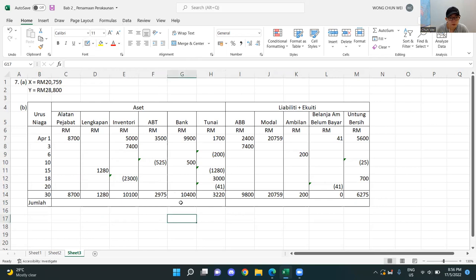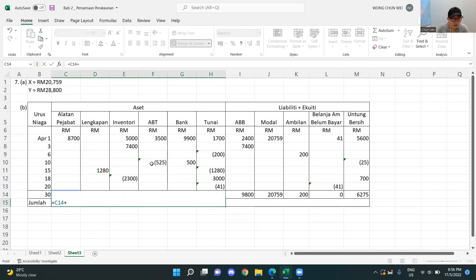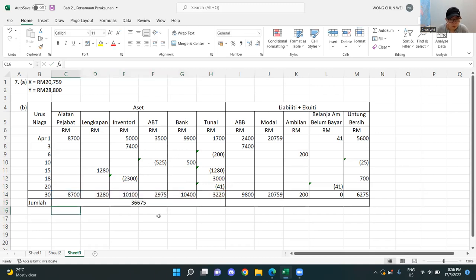Okay, so now you add up all the asset. So you use 8,700 plus the lengkapan. The lengkapan plus the inventory plus the account balance terima plus the bank and plus the 29. So you get 36,675. Then what about this liability?